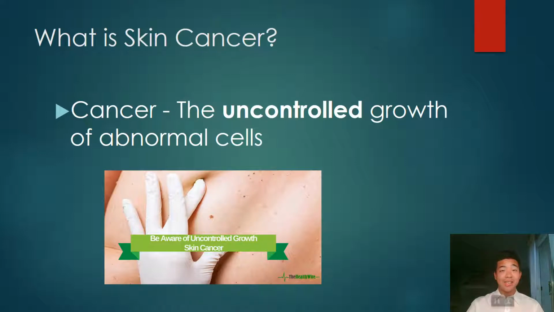So what is skin cancer? First of all, in order to answer that, the definition of cancer is the uncontrolled growth of abnormal cells. So skin cancer is the uncontrolled growth of abnormal skin cells. Skin cancer occurs when unrepaired DNA damage to the skin triggers mutations or genetic defects that lead the skin cells to multiply rapidly and form malignant tumors, which is not good.